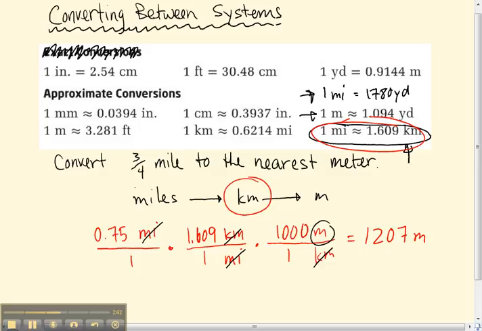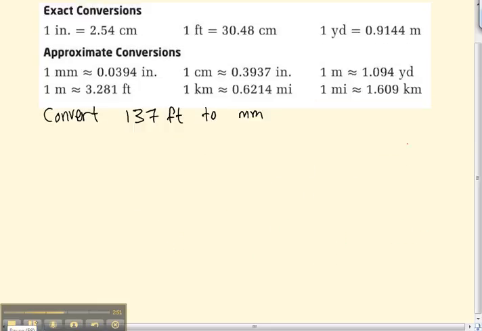So I'm going to let you try two examples here. We'll do one, show you the answer, and then do one more. And I think that's it. So here's the first example. Just pause the video and try to convert 137 feet into millimeters, and I'll give you the answer in about 3 seconds here.